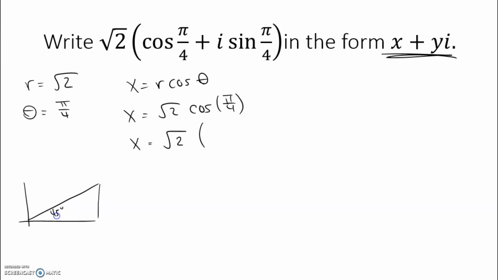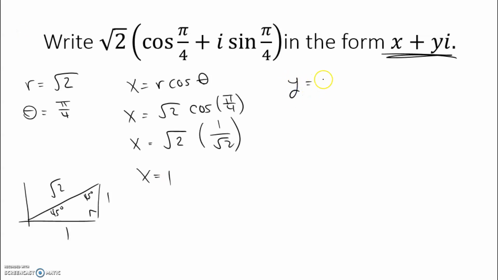So 45 degrees. This is a special triangle: 1, 1, and square root of 2. So cosine would be 1 over the square root of 2. Notice that I got a square root of 2 in the top and the bottom. They will cancel out. So that would just be 1.